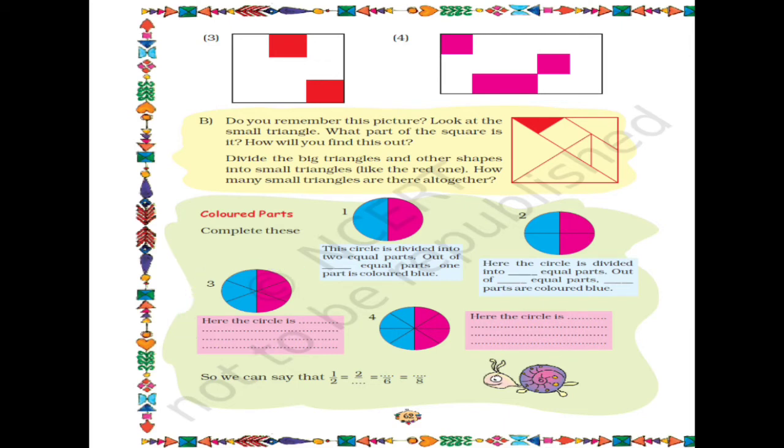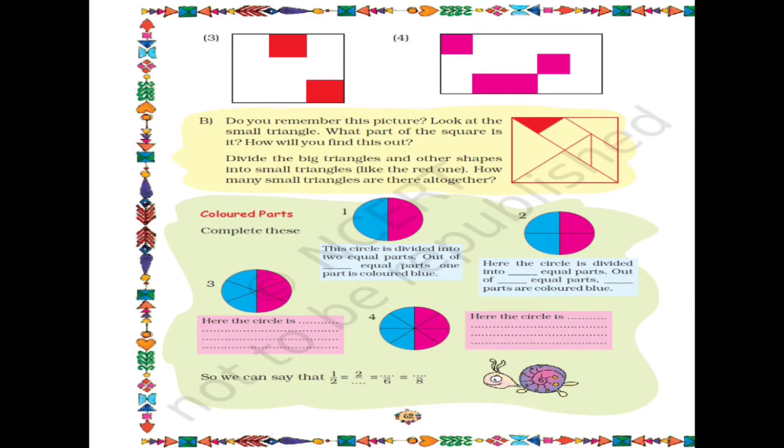Now let's see ahead. So we can say that 1 by 2 is equal to... By seeing the second picture, how many parts are there in total? 4. So here we'll write 2 by 4. Then the next picture, blank upon 6, in the sense 3 upon 6. Here you will write 3 upon 6, and in the last one you will write 4 upon 8, because here there are 8 equal parts and there are 4 blue color and 4 pink color. So in the last you will write 4 by 8.